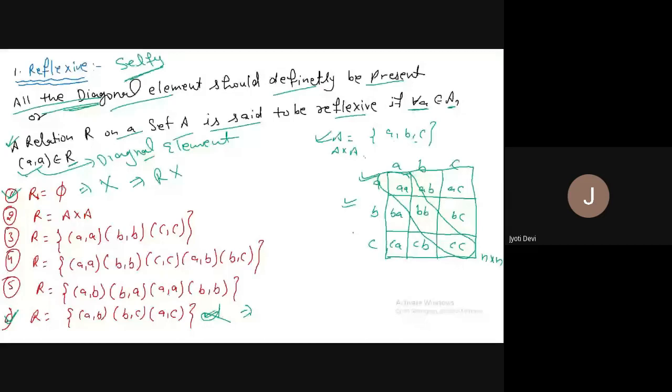Like the fourth example, all the diagonal elements are present but two pairs are extra, that is A comma B, B comma C. That does not matter for the reflexive relation. The only concern of the reflexive relation is the diagonal elements. It says if any relation is reflexive, in that case I want the diagonal elements. Okay, so it is a reflexive relation.